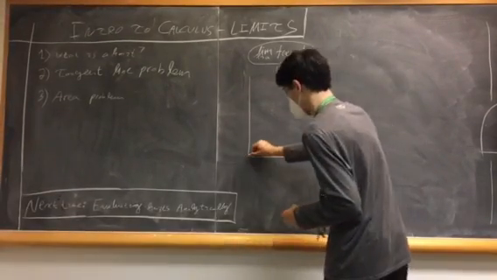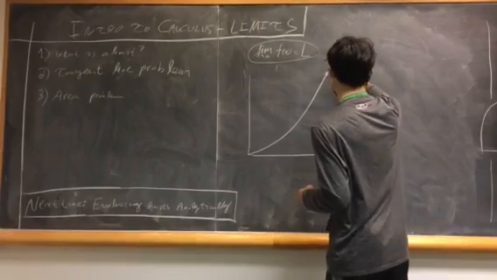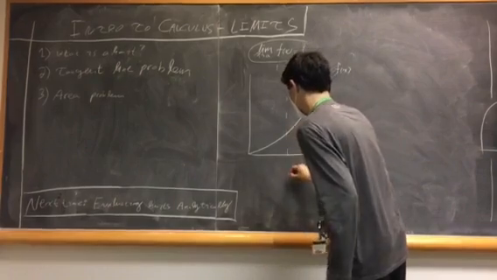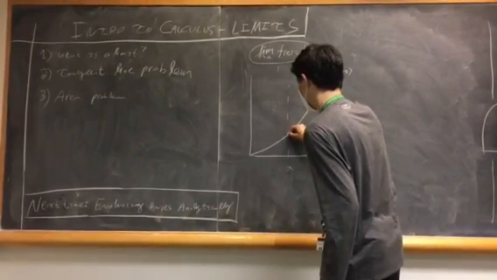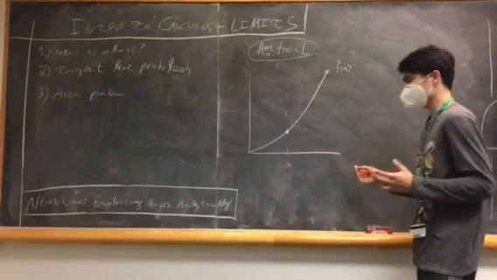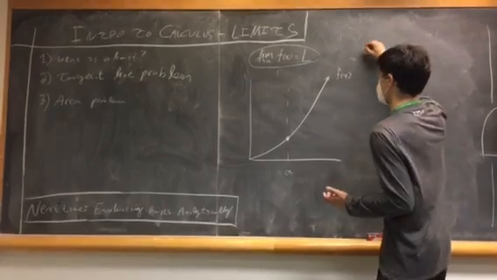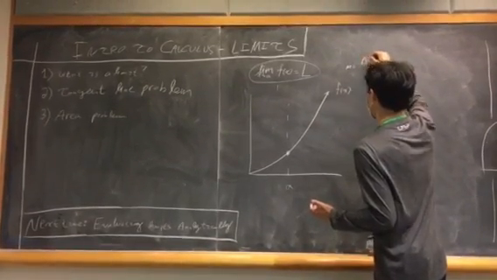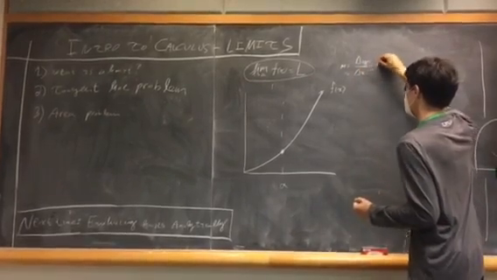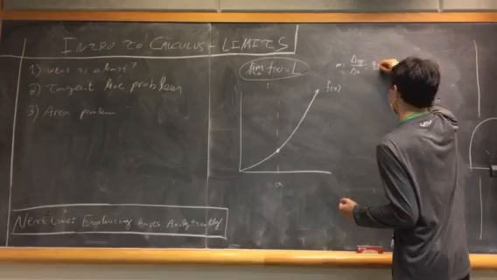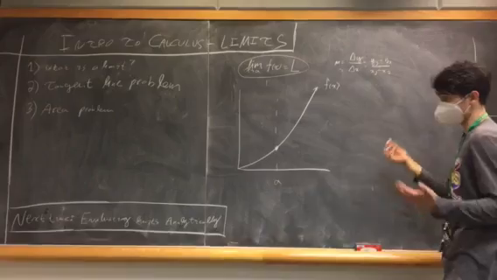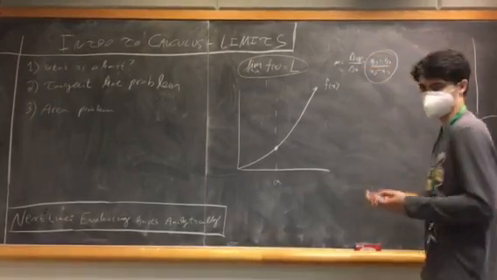So I'm going to draw a graph, f of x. And let's say we wanted to know the slope of the line at the point x equals a. Well, if you remember from algebra, the slope is equal to the change in y over the change in x, which is y2 minus y1 over x2 minus x1. In order to take the slope of a line, we need 2 points.